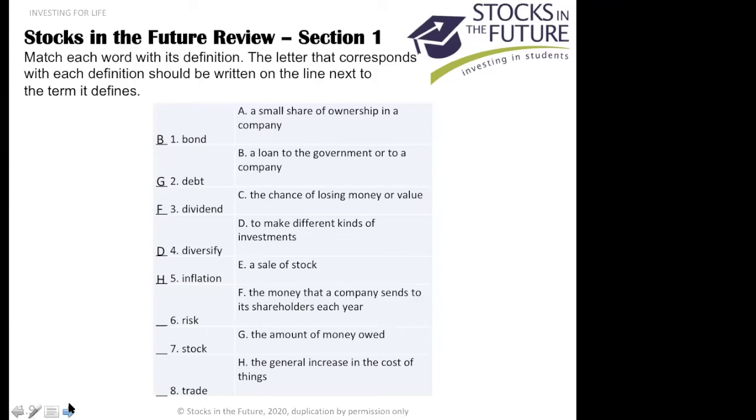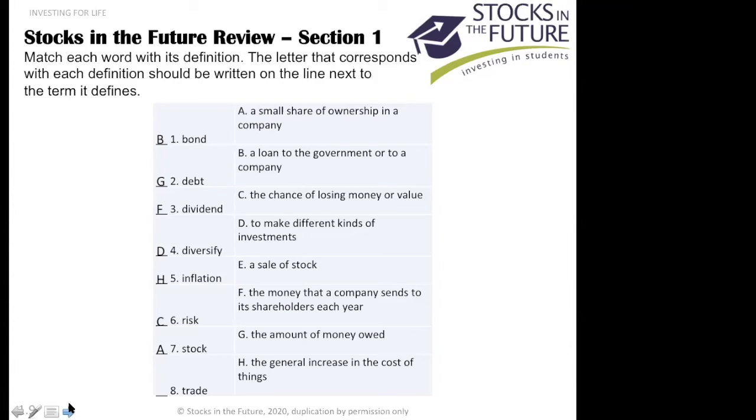Number 6 is risk. What is risk? It is letter C, the chance of losing money over value. So if you're a high risk taker, of course you want to invest in newer companies, and you don't know if that new company is going to take off or not. It may have some new ideas, but you're not sure if everybody is going to buy into the new idea or not.